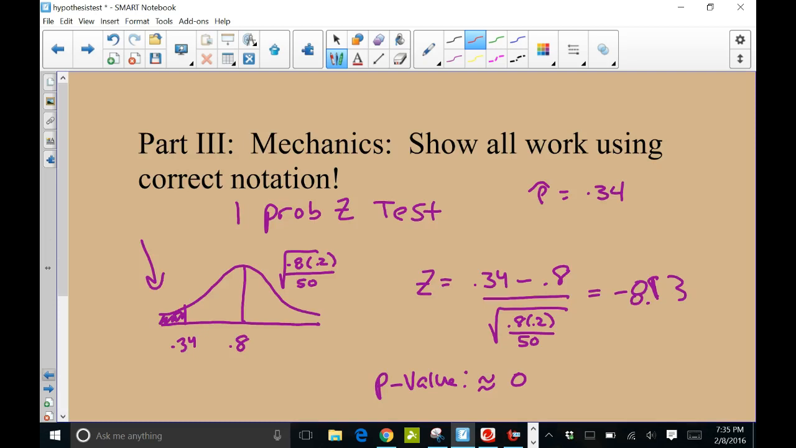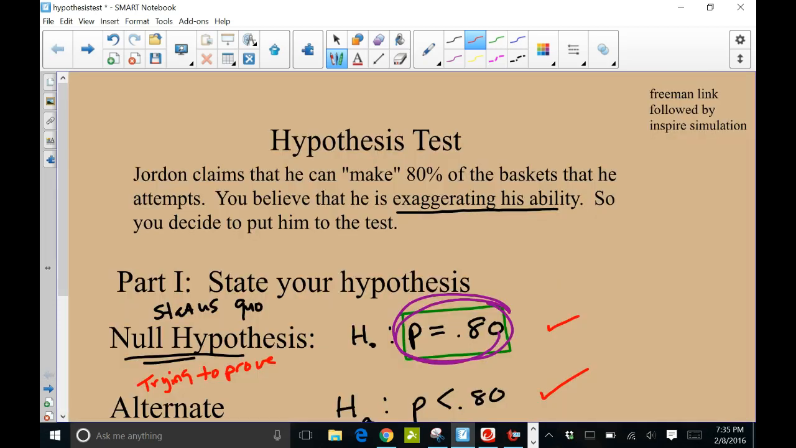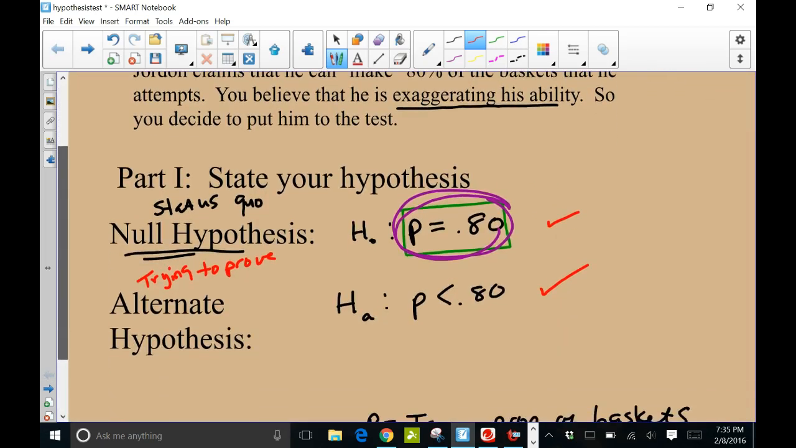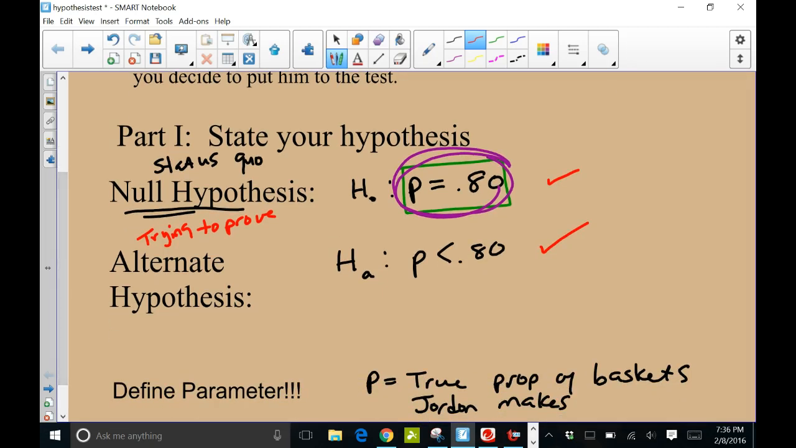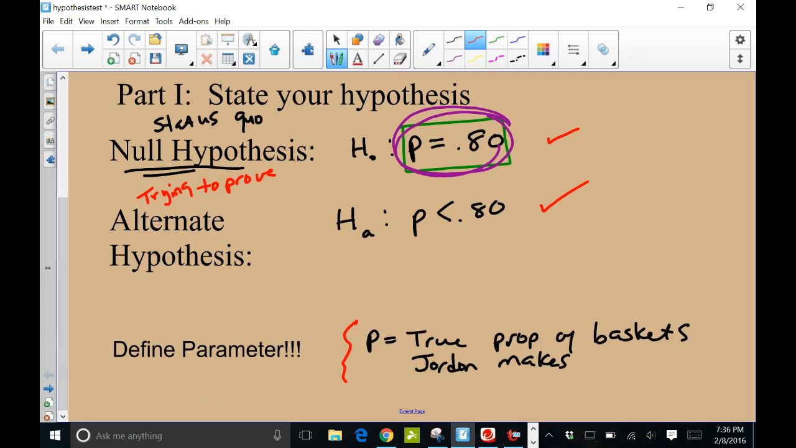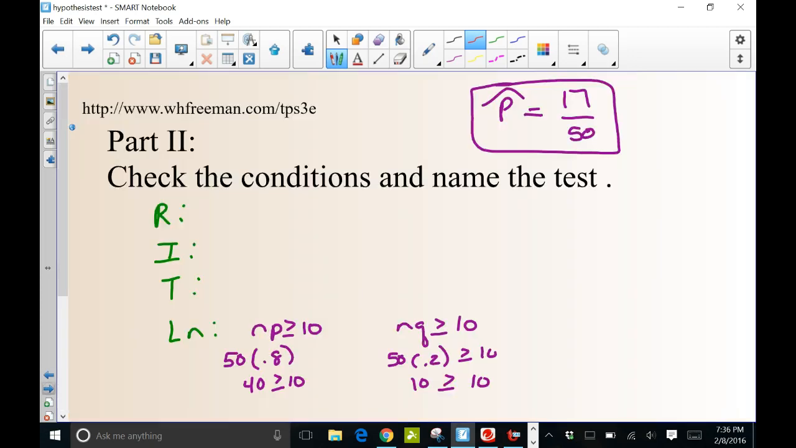So let's go back to the beginning and just rehash this all. The null is your statement of status quo. We're going to write it symbolically. There's no hat in this because we're saying the true proportion value is 80%, not the sample. The alternative is what we're trying to prove. We will always define what P is. That's our parameter. We're going to check our conditions, but we're going to use P and Q, not P hat, Q hat, because we're assuming the null is true.